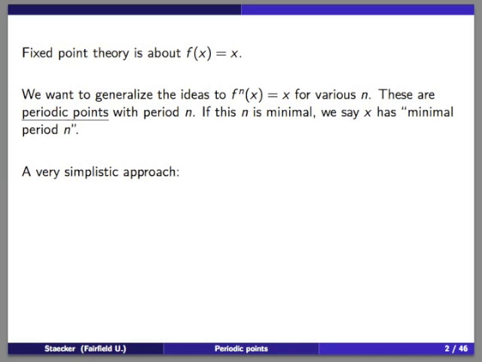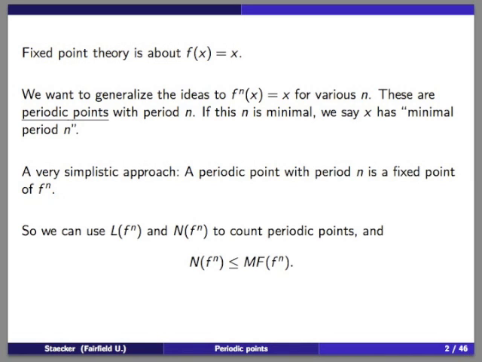So if you want to do Nielsen theory in this setting, the first thing that you would think of is a periodic point with period n is a fixed point of the iteration f to the n. And so you can use the Lefschetz number and the Nielsen number of f to the n. And they're already defined. We talked about it yesterday. So they will count periodic points, and it will be true that the Nielsen number of f to the n is less than or equal to the minimum number of fixed points of maps homotopic to f to the n. And you might temporarily feel like there's nothing more to say about this, but actually this is not quite what we want. This is true, but not quite what we want.